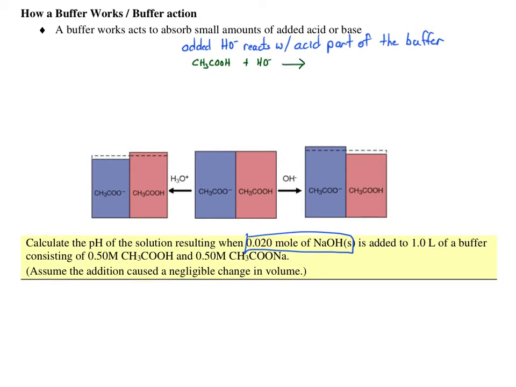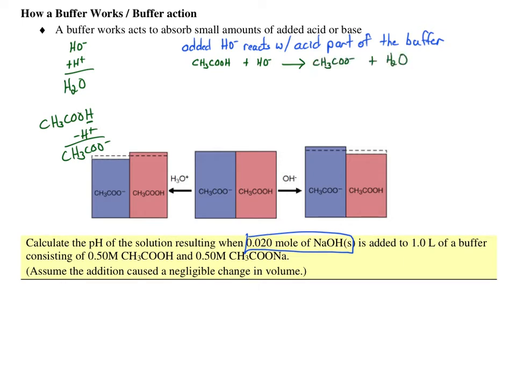This is a 100% reaction. Strong acids and strong bases react completely. So the base is going to accept an H plus and produce water. And the acid is going to give up its acidic proton to form its conjugate base.